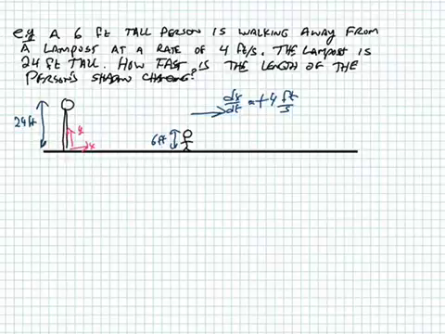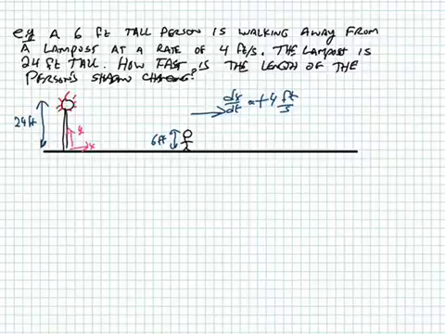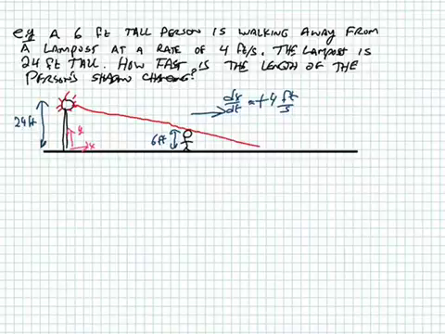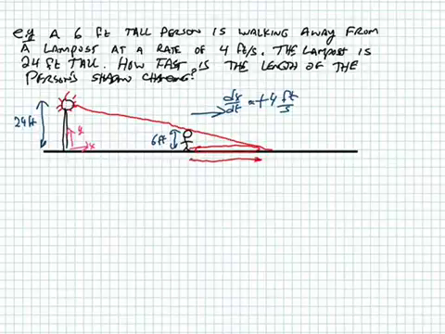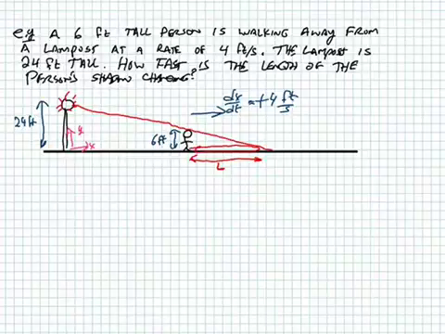Okay, so let's actually draw the light and the shadow and see what's going on here. So I've got beams of light coming out of the lamp, and one of the beams of light I can trace across the person's head, and here's the shadow. So what I want to do is figure out how fast the length of the shadow is changing. So I want to find dL/dt.